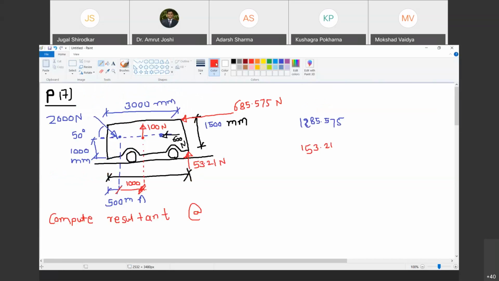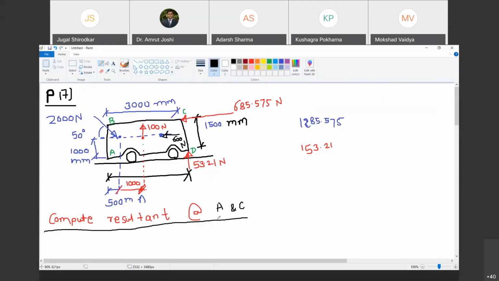Let me give names. So let me call this point as A. This is A. This is B. This is C. And this is D. तो देखो क्या बोला है आपको, in this problem you have been asked to compute the resultant of this force system which is shown at A and C. Are you with me, others? Yes, sir.